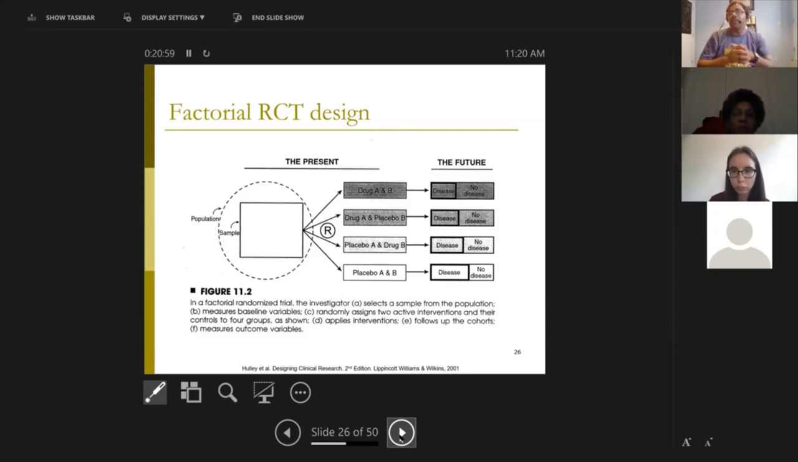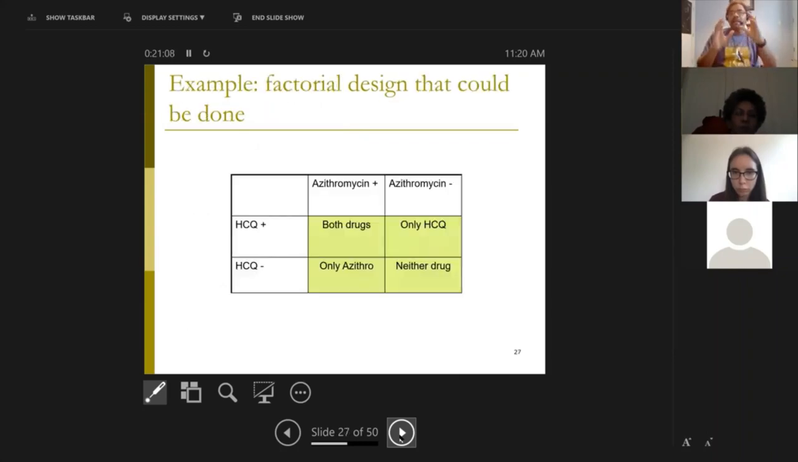There is no way to resolve this question unless you do a study like this called a factorial design. A factorial design could be 2x2, could be more than 2x2, is an elegant design, right? So think of a standard 2x2 table that I've been teaching you for the last full week. On one axis, you have hydroxychloroquine, yes or no. On the other axis, you have azithromycin, yes or no. If you're randomly allocated to cell A, you get both drugs. If you're randomly allocated to cell D, you get two placebos. Right? You neither get chloroquine nor do you get azithro.